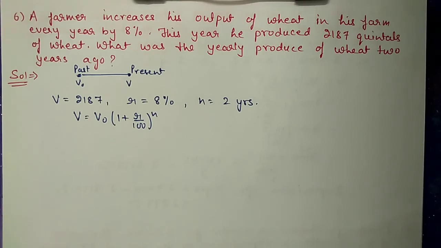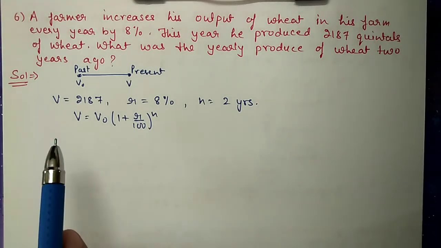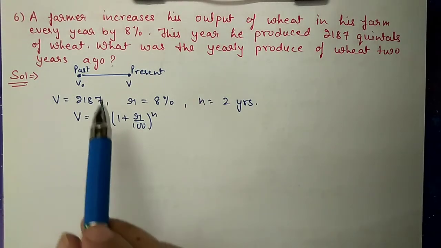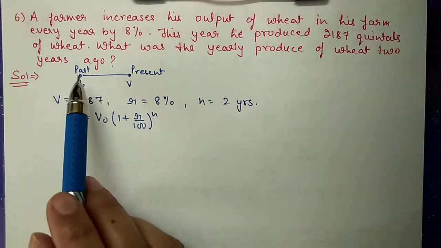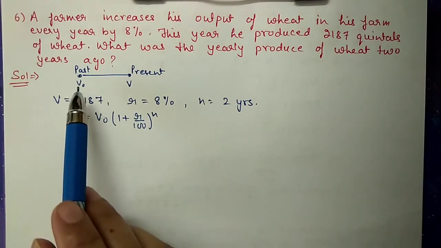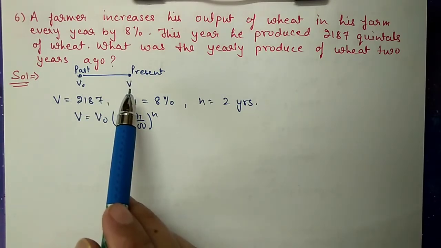Next, question number 6. A farmer increases his output of wheat in his farm every year by 8%. This year he produced 2187 quintals of wheat. What was the yearly produce of wheat 2 years ago? So, this question also is based on the past. We have to go into the past and then check there. So, when this type of question is there, the past you have to take as the initial point and the present you have to take as the final.